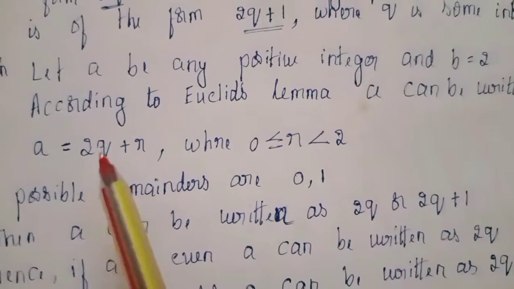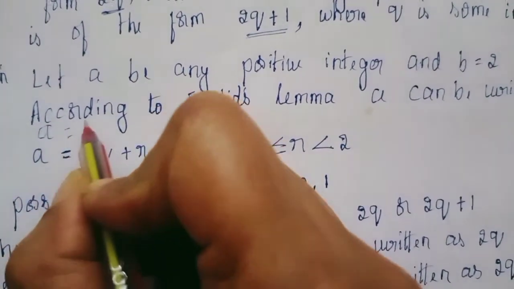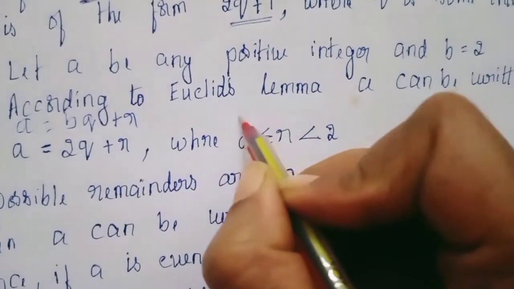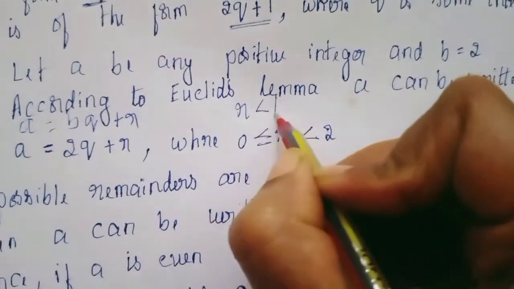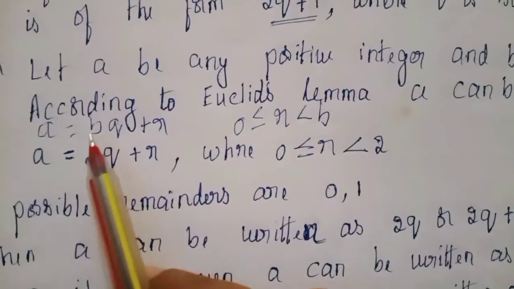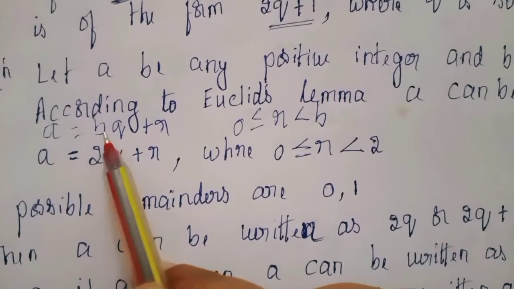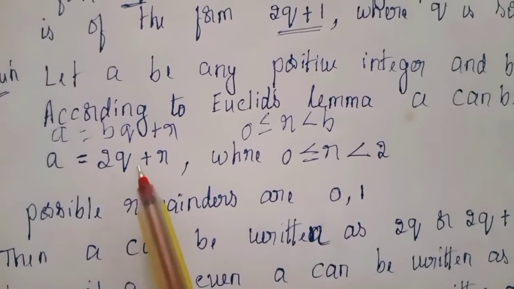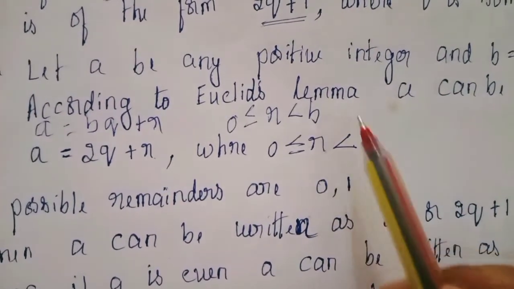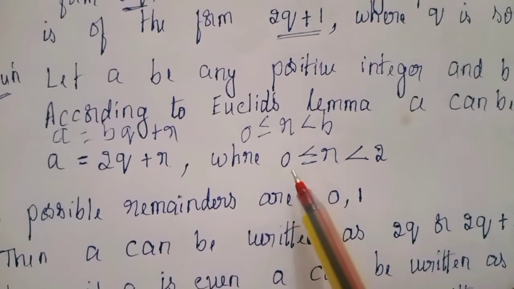So what is a? The lemma tells you a can be written as a equals bq plus r, where r is less than b and greater than or equal to 0. So just compare this and replace b by 2. So a equals 2q plus r, where r is less than b. So b is here 2, and r is less than 2 and greater than or equal to 0.